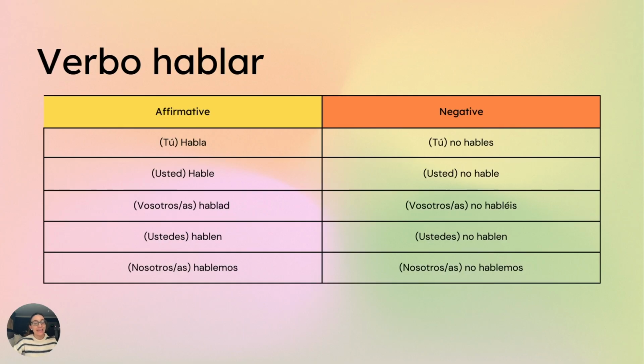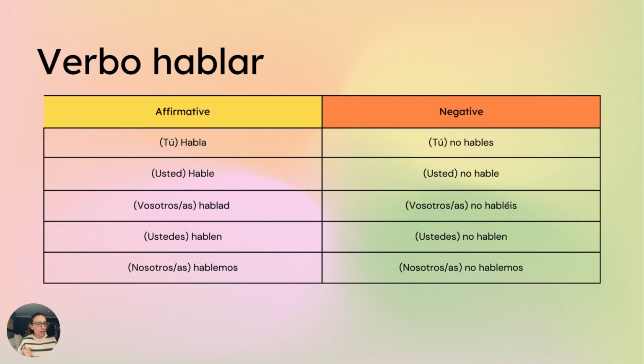Let's have a look at some irregular verbs. So we have the verb hablar: habla, or no hables. Hable o no hable. Hablad o no habléis. Hablen or no hablen. And hablemos or no hablemos. Remember that for creating the negative, we are going to use the subjunctive. So I've put on the screen the affirmative and the negative so that you can learn both at the same time and practice.